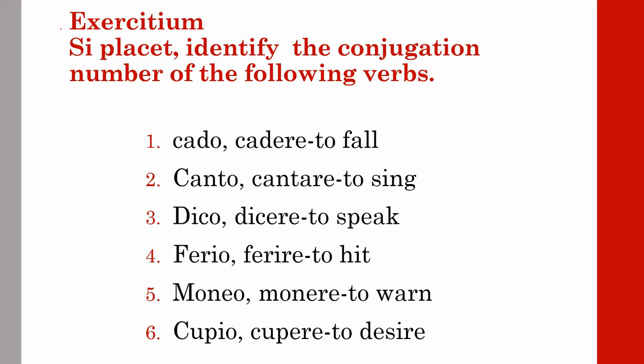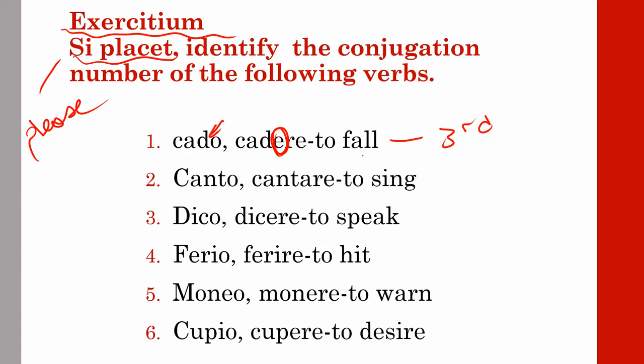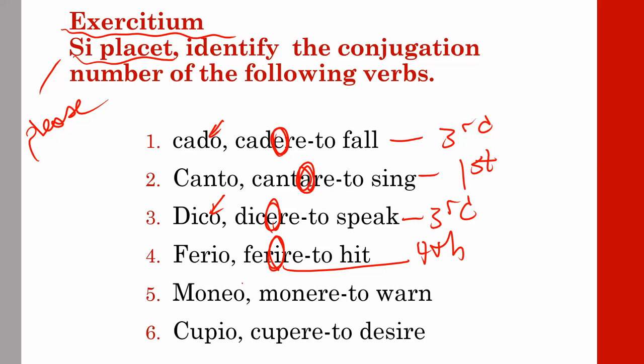Okay, let's look at our exercitium, or our exercise. By the way, placet, remember, is please. Cado, cadere, it is third because it doesn't have an I or an E here, but it has an ERE there. Canto, cantare is first. I know that because of that A. Dico, dicere, again, is third. We just have an O, and there's an ERE. Ferio, ferire is fourth. I know that because of the I. Moneo, I don't even need to go any further, but monere is second because of that EO. And cupio, cupere, ooh, it has an IO, but it has an E here, so that makes it third IO.